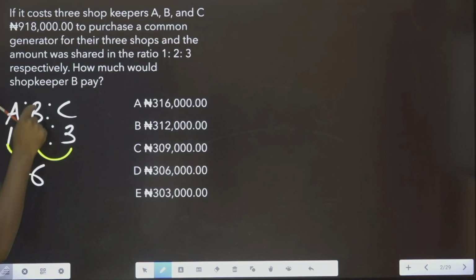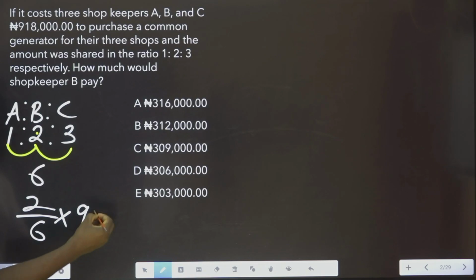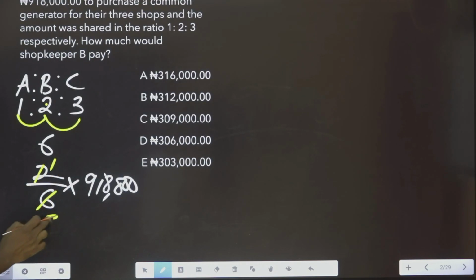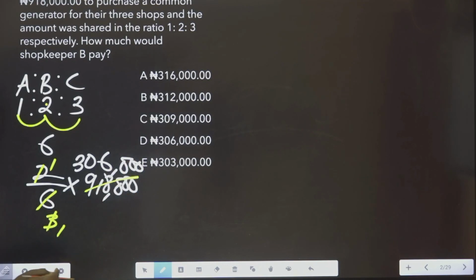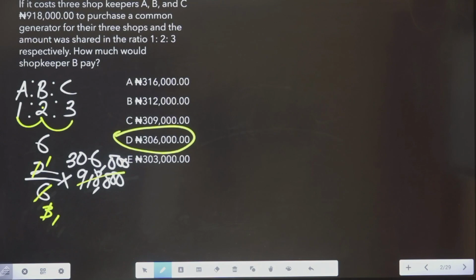Then you take that of B, say 2 over the total 6, multiplied by the total amount paid. The total amount paid is 918,000. Here 1, here 3. Here 1, here 306,000. It means the answer is D.